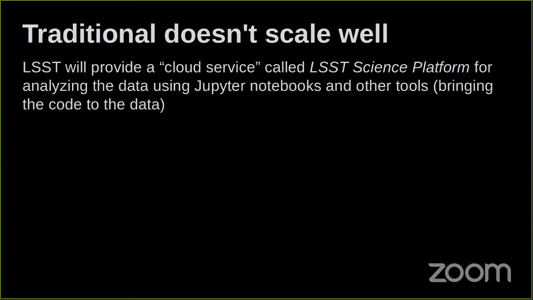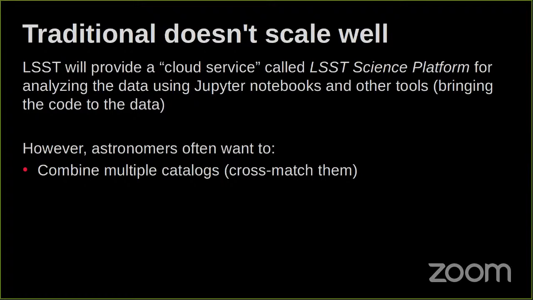However, still, it will not provide things that astronomers often need, which is combining multiple catalogs, cross-matching them, and working on the full data sets. If you want to do your analysis on a whole sky, and combining multiple catalogs, that still is not so easy. So that is why we built AXS, which stands for Astronomy Extensions for Spark.